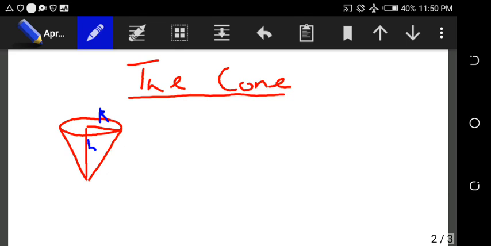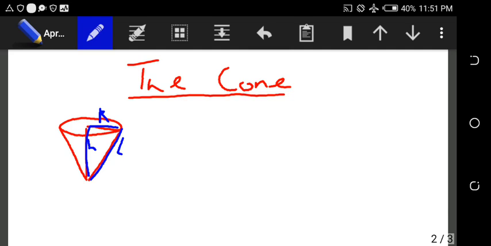Alright, now another part that we're mentioning is this part here, this side of the cone. If we consider this triangle that we have formed inside, this becomes what is known as the slant height, which we always represent as L. So that becomes the slant height.